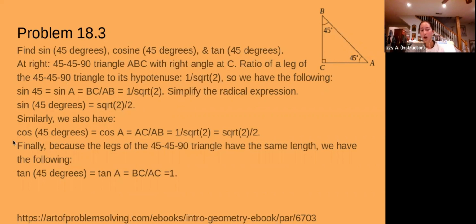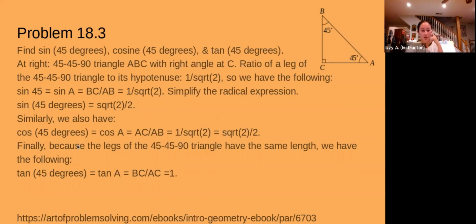Similarly, we also have cosine of 45 degrees, and if we were to figure out what cosine of A was, because A is equal to 45 degrees, that would be AC over AB, and that would be equal to 1 over square root of 2, and we get the same answer, square root of 2 over 2.